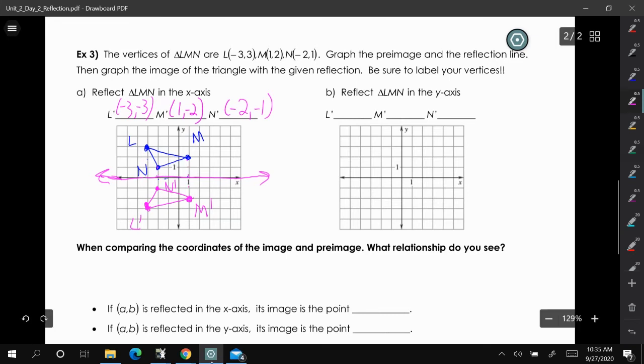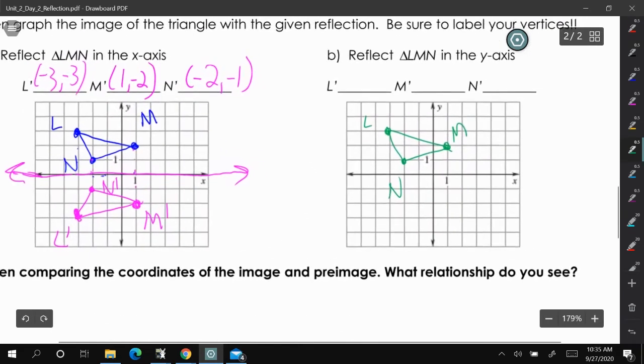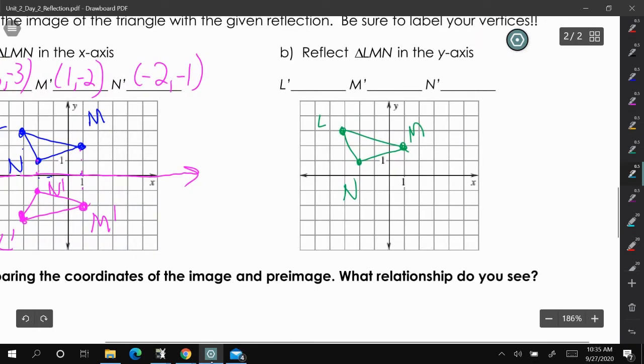Then for part B, we're going to have the same triangle from the original problem. So let's plot that real quick. L, M, and N. And now we're going to reflect over the y-axis. So here's the y-axis. And let's count.